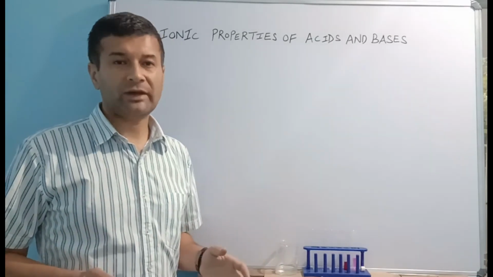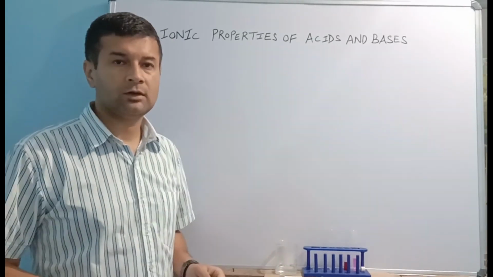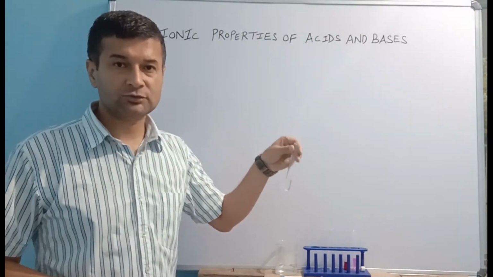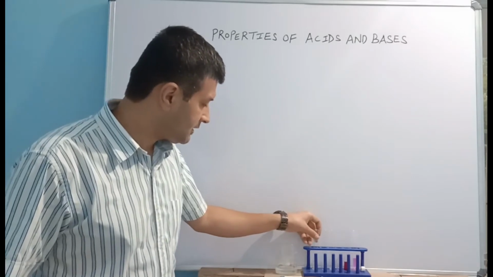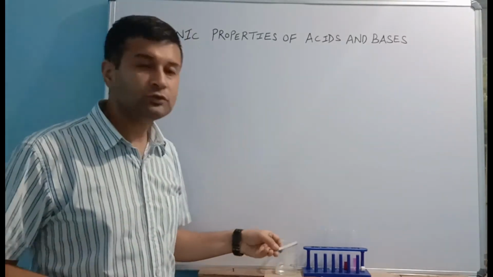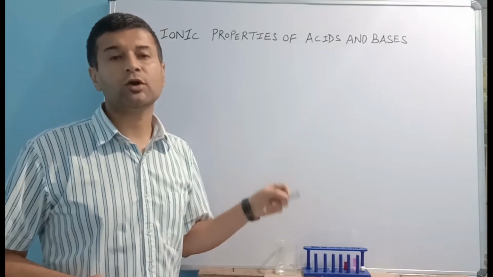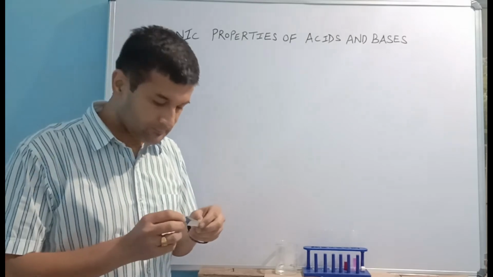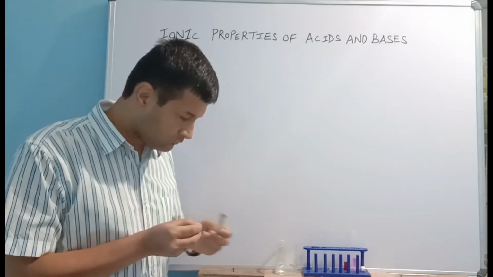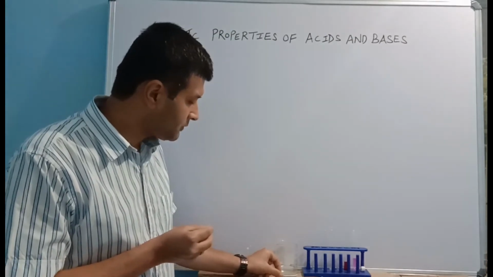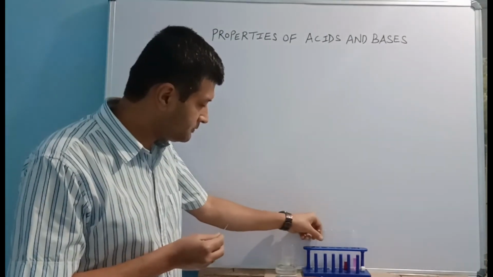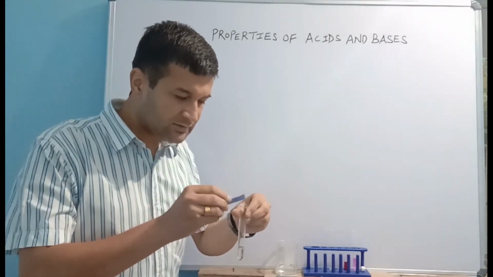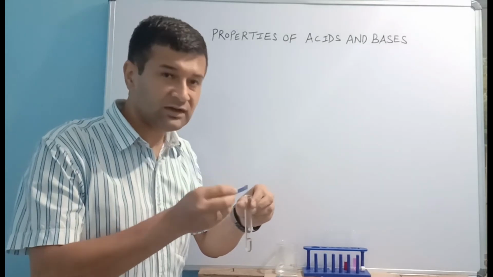Let us perform one more activity before proceeding further. For the activity, I have taken concentrated hydrochloric acid and I have blue litmus paper. We all know that acid turns blue litmus red. So let's see. You can see that there is no change in the color.